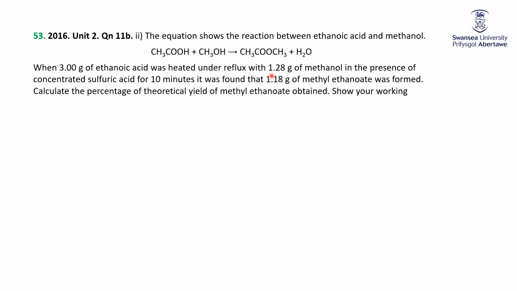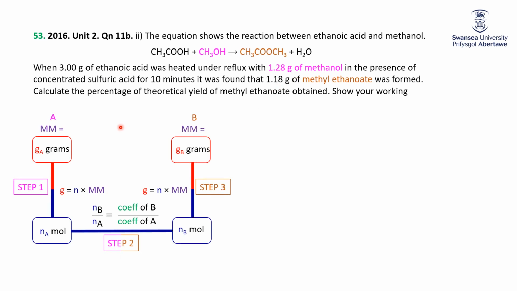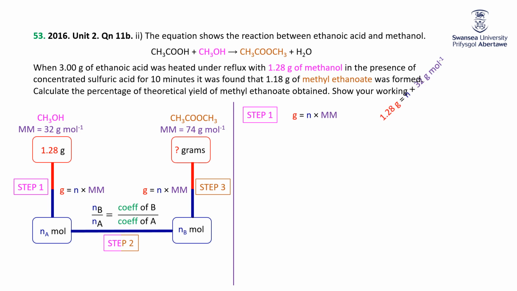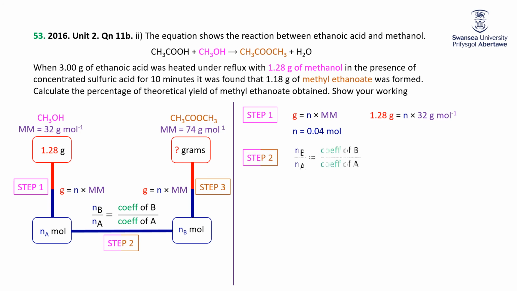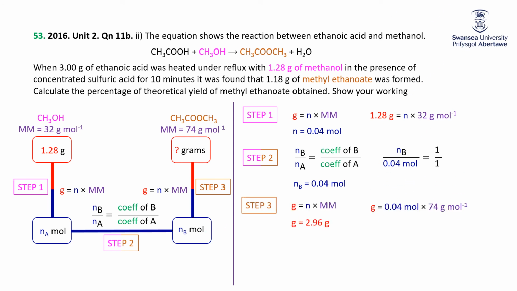But now we need to do an identical calculation, but instead of having ethanoic acid as substance A, we now consider methanol as substance A. So 1.28 grams of methanol, again, whizzing through it. Step 1, convert grams of methanol to moles of methanol, 0.04 moles there. It is a 1-to-1 reaction, which means that 0.04 moles of methanol will give us 0.04 moles of methyl ethanoate, which we then convert to grams, 2.96 grams.